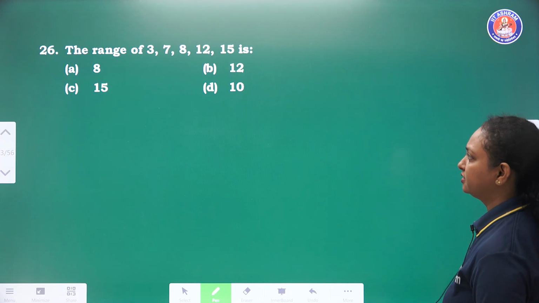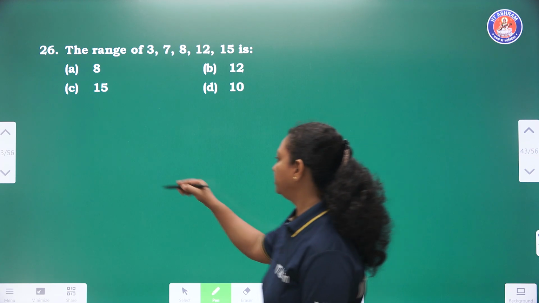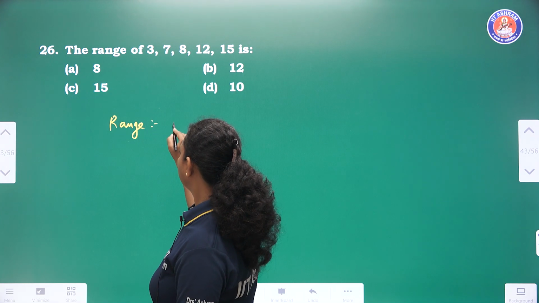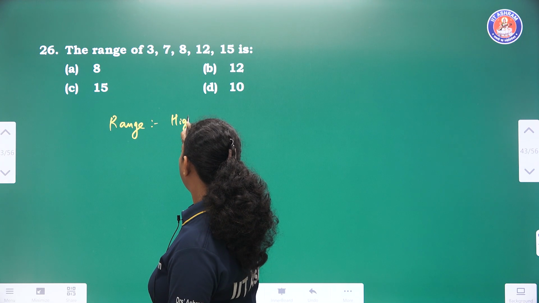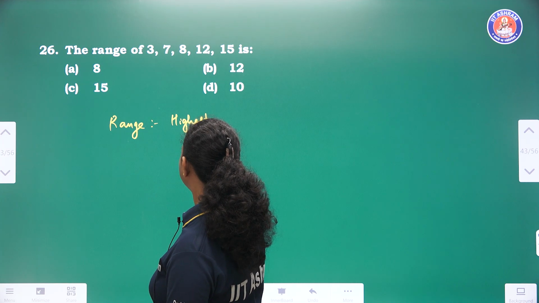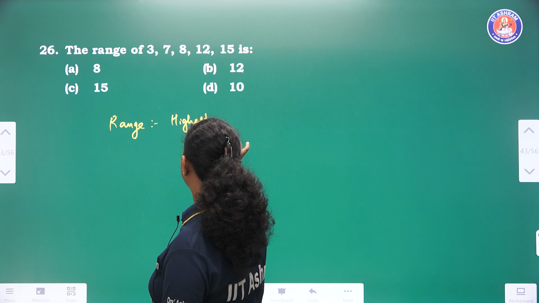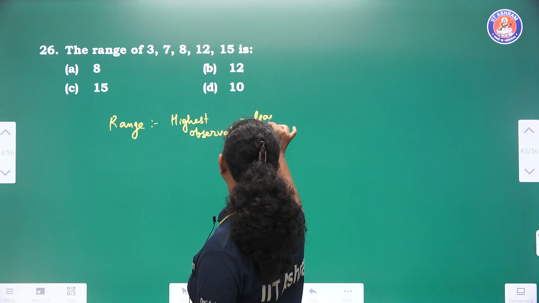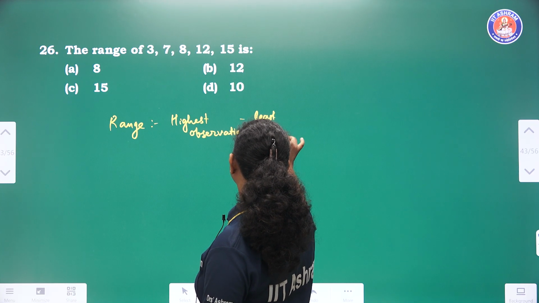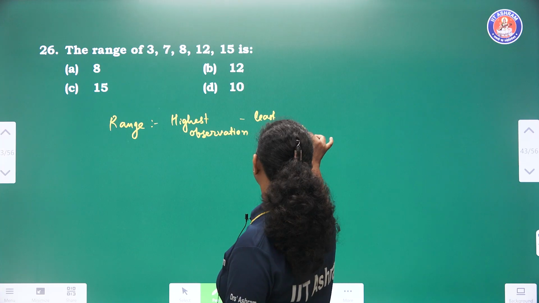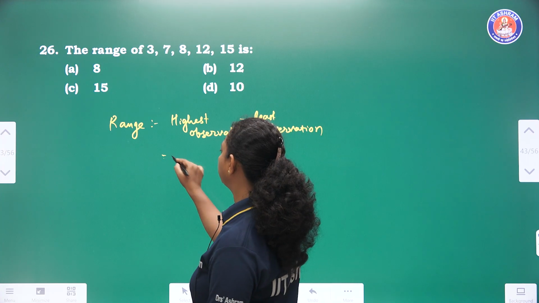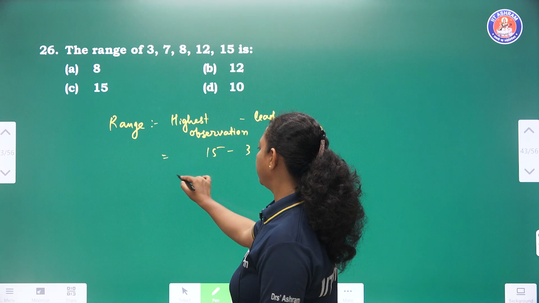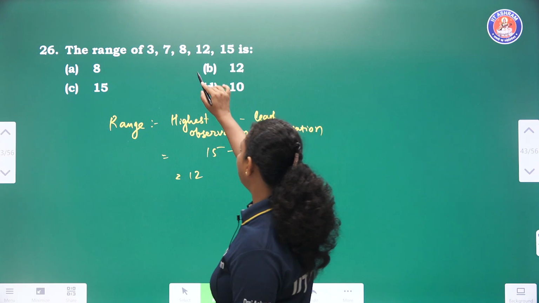The range of this data. So we know what is the range? So what is the definition of range? So range is the difference of the highest observation and the least observation. So which one is the highest observation among the given data? 15. And the least one is 3. 15 minus 3 is what? 12.